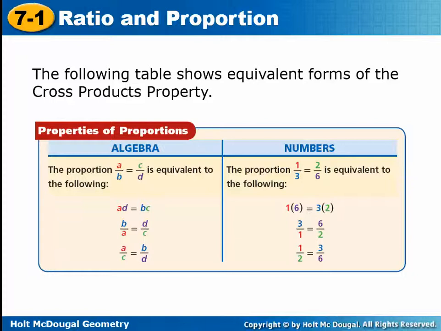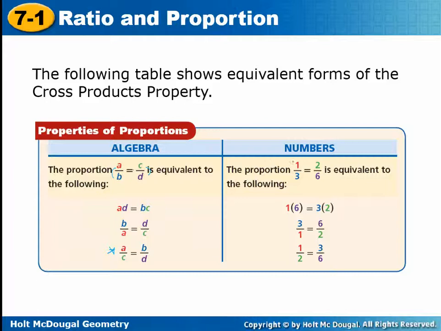Okay, there's lots of ways to do the cross products property. So if you have a proportion A over B equals C over D, that's the same as AD equals BC because A times D equals B times C. It's also the same as B over A equals D over C if we had just reversed or flip-flopped both of these, the reciprocals. And this one you might not expect. It's also the same as A over C equals B over D.